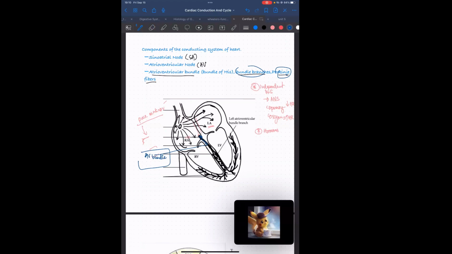And what you'll have to know is, why does the AV bundle have to transmit the impulse from the AV node to the bundle branches? Because there's a fibrous ring, so electrical impulses are controlled from the atria to the ventricles. The electrical impulses have to cross that barrier and be sent to the ventricles. That is pretty much about the cardiac conduction.